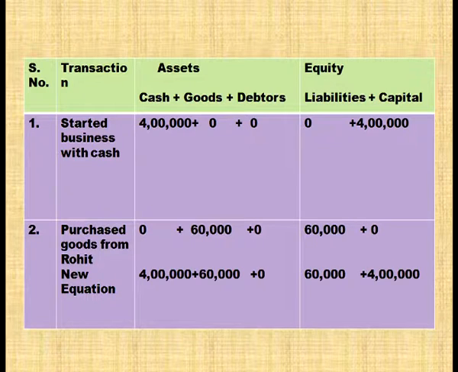Goods purchased on credit, creditors increases. So, liability 60,000 will be added. New accounting equation, cash worth rupees 4 lakh plus goods worth rupees 60,000, that is total of 4,60,000 on the asset side, equals liabilities plus capital, 60,000 plus 4 lakh, 4,60,000. So, accounting equation is satisfied.